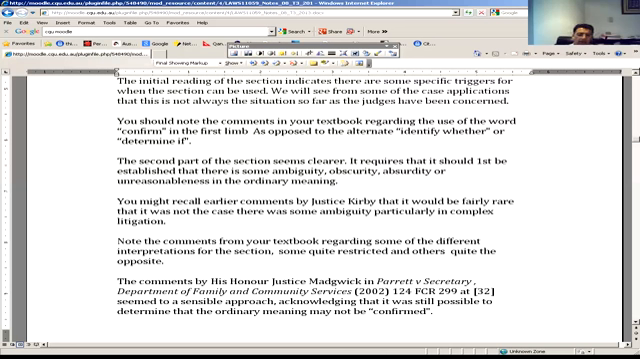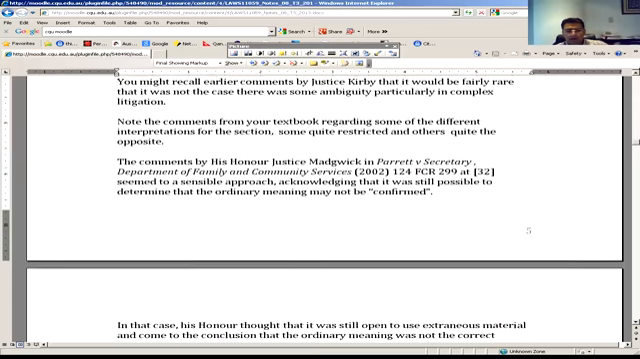There, Justice Madgwick said that it seemed to be a sensible approach to acknowledge that it was still possible to determine that the ordinary meaning may not be confirmed. So what he's saying is, look, there might be occasions when the ordinary meaning may not be clear and you need to go beyond the Act itself and look extrinsically.